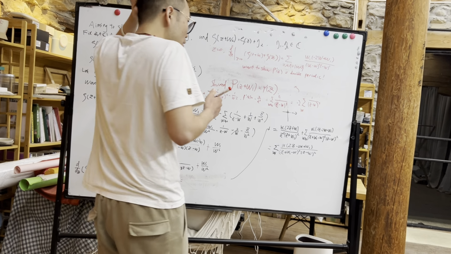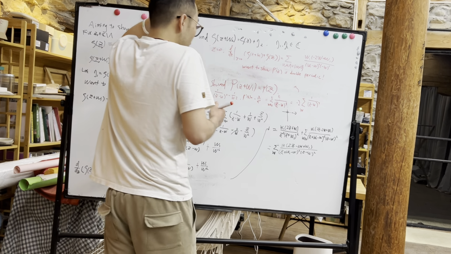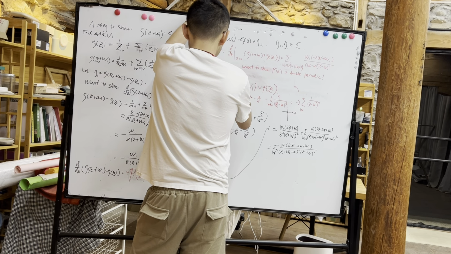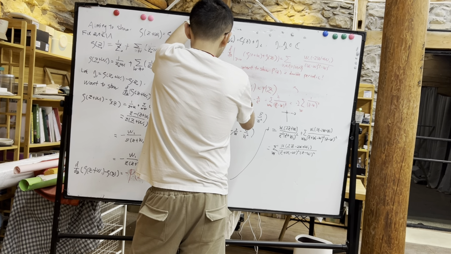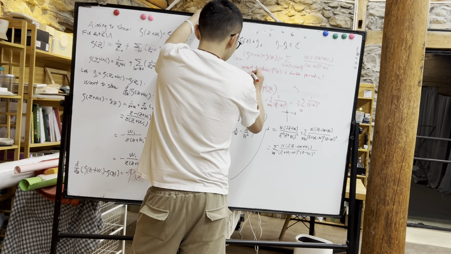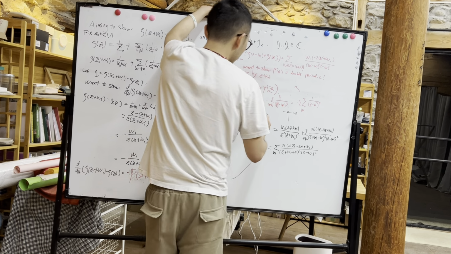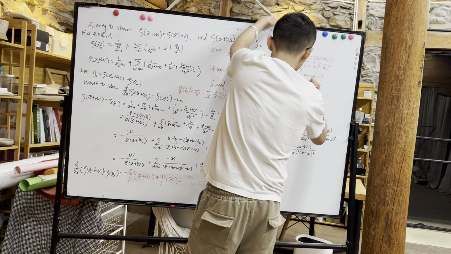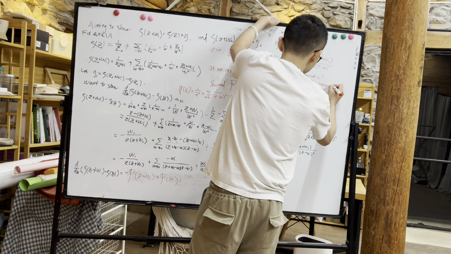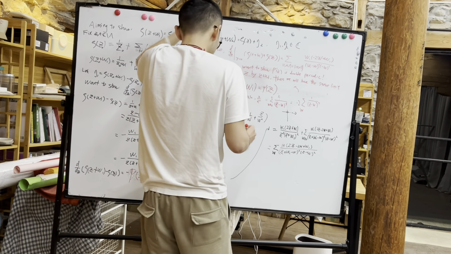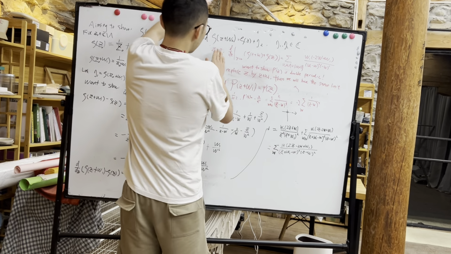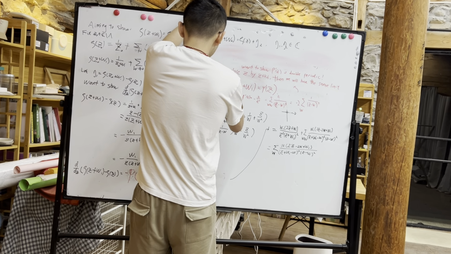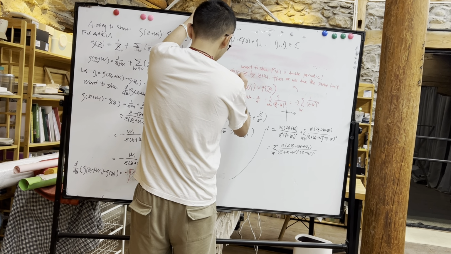So if we replace z by z plus omega 1, then we will have the same limit after reordering.